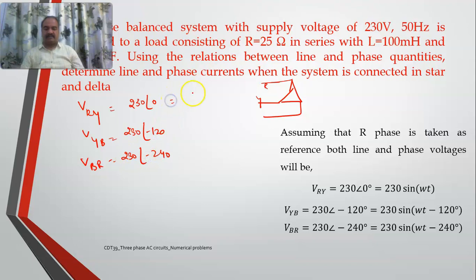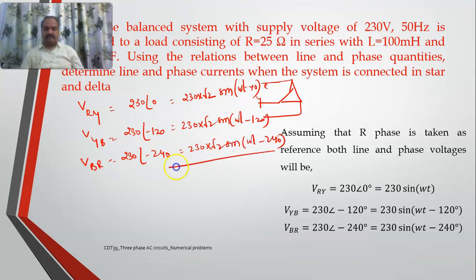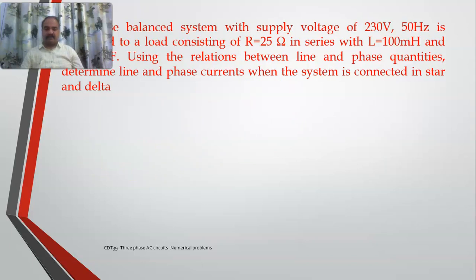If you want to write it as instantaneous, what will you write? 230 into root 2 sine omega t plus 0. This is 230 into root 2 sine omega t minus 120. This is 230 into root 2 sine omega t minus 240. These are the voltages. Both line and phase voltage are the same in this case.